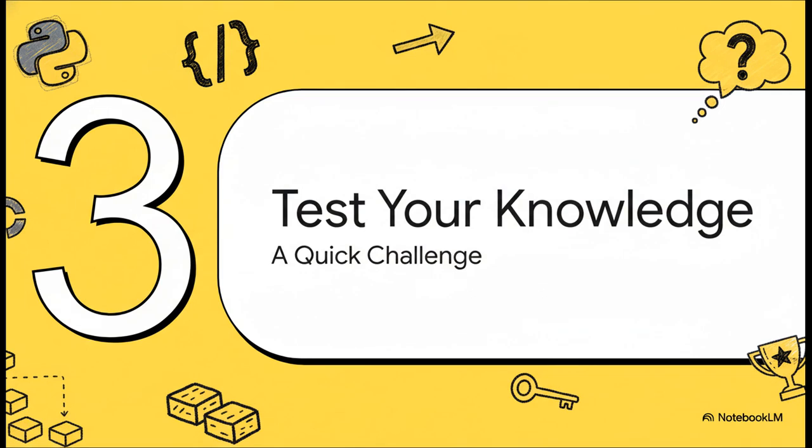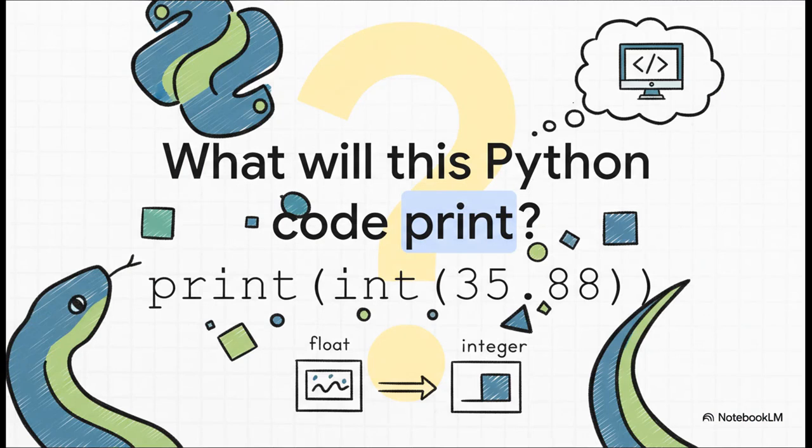Okay. You've seen the tools, you've seen the examples, now it's time for a quick challenge, just to make sure this whole concept really sticks. Let's test what you've learned. All right, here's the challenge. The code is print(int(35.88)). Now, based on that one crucial rule we talked about for the int function, what is Python going to print to the screen? Think about it for a second.